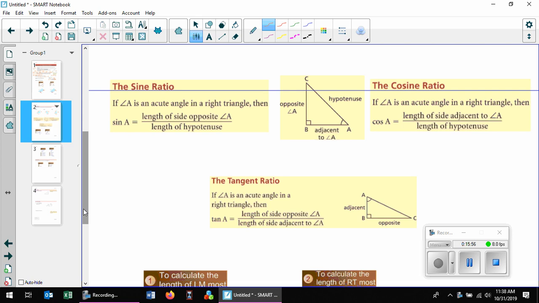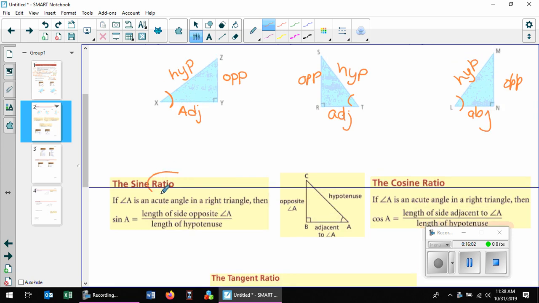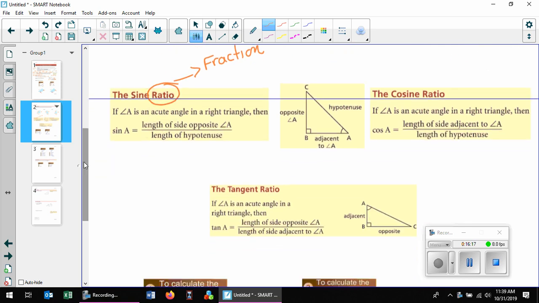There's three. So you have the sine ratio, and when I talk about ratios, I'm actually asking for it given as a fraction. Okay? So no colons, no nothing.